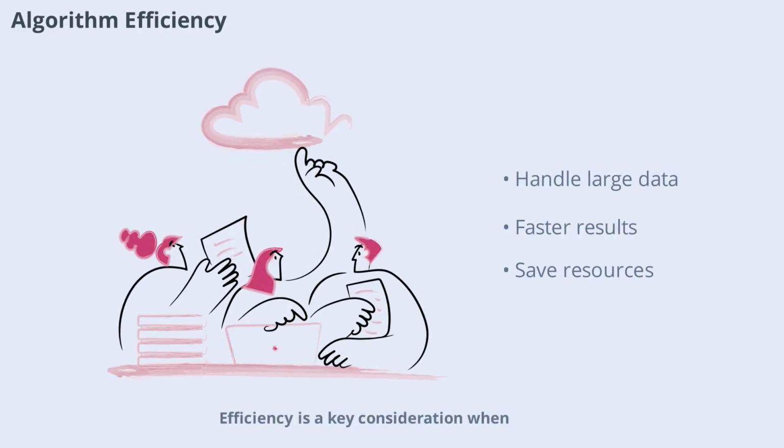Efficiency is a key consideration when choosing or designing algorithms for biological research. Efficient algorithms can handle larger datasets, produce results faster, and use less computational resources. This is especially important as biological data continues to grow in size and complexity. Researchers often compare algorithms based on their speed, memory usage, and scalability to ensure they choose the best tool for the job.